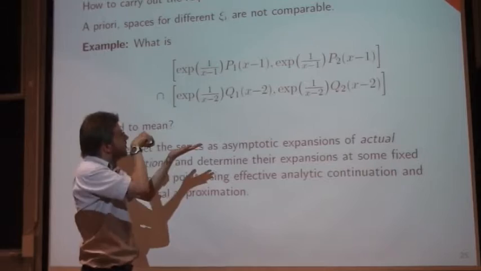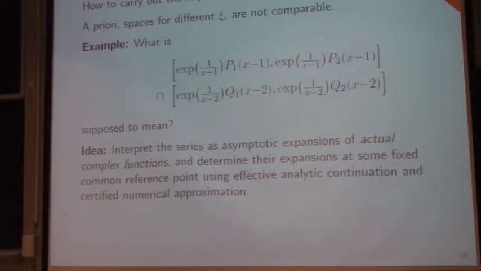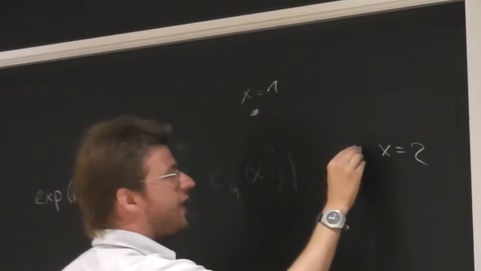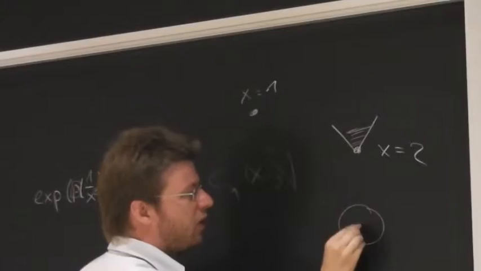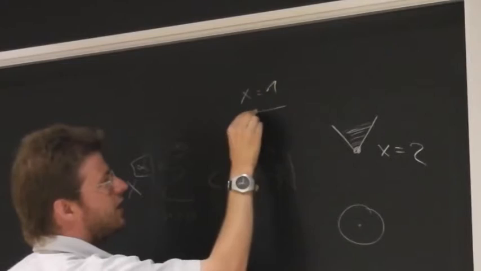So you may have something like this is x equals 1, and here this is x equals 2. These are the ones which live there. And then, so these local series expansions, you can view them as asymptotic expansions of actual functions that live in sectors. So usually you may expect maybe a ball, but these are essential singularities, and then in that case it's just sectors. So you have here a sector and there a sector, and then you can do analytic continuation of all these funny functions to a common point. So maybe to here.